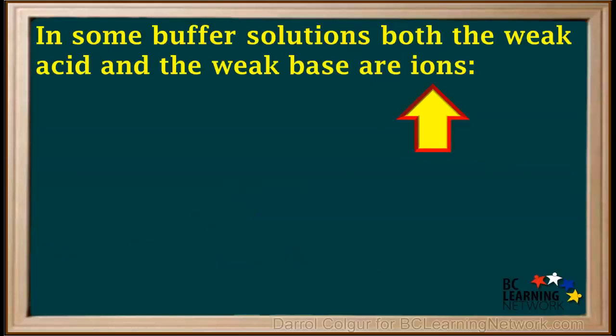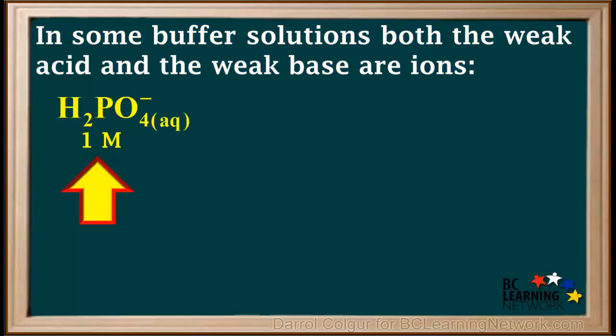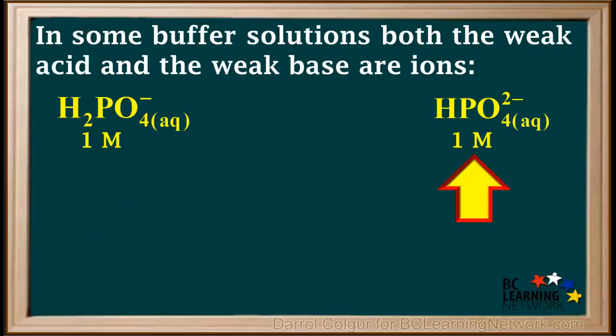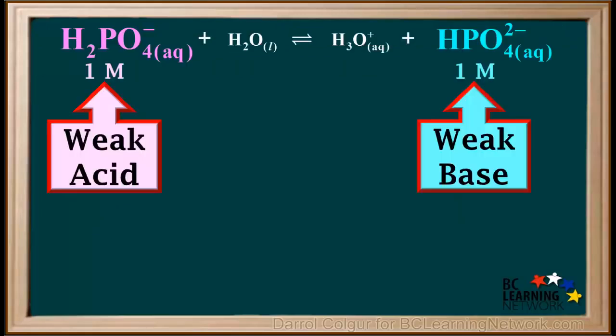In some buffer solutions, both the weak acid and the weak base are ions. An example is the solution containing 1 molar dihydrogen phosphate, H2PO4-, and 1 molar monohydrogen phosphate, HPO4 2-. Here is the equilibrium equation for this buffer. The dihydrogen phosphate ion is the weak acid, and its conjugate base, the monohydrogen phosphate ion, is the weak base.